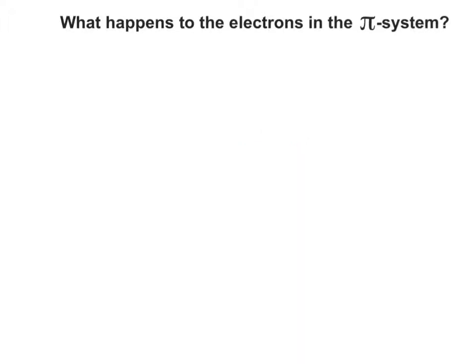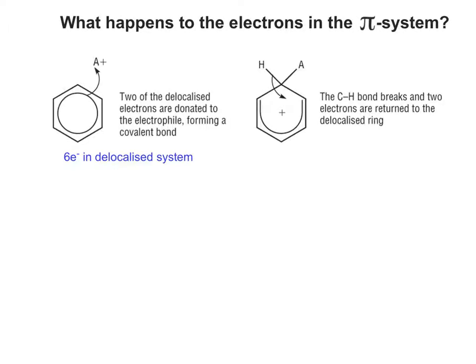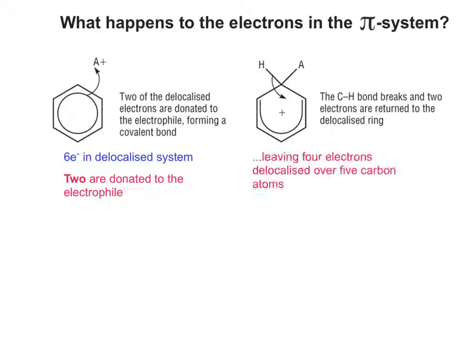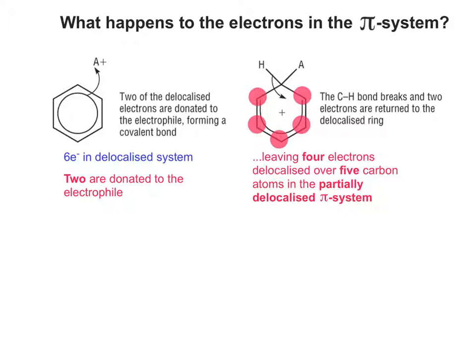So it's worth also pausing for a moment just to have a think about what happens to the electrons in the pi system. So we start out with 6 electrons in the delocalized pi system, but 2 are donated to the electrophile. So that leaves 4 electrons delocalized over 5 carbon atoms in the partially delocalized pi system. So I've highlighted the 5 carbons of interest. And I've also highlighted the carbon where there's no delocalization taking place at this point in the mechanism.